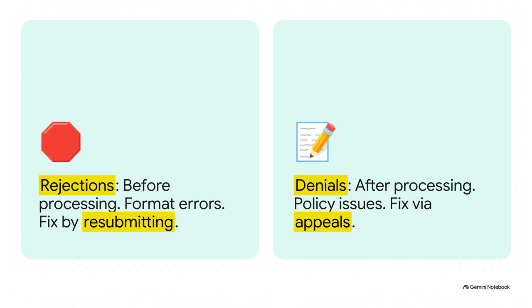But a denial? That's a whole different beast. That happens after adjudication. The payer system fully processed the claim and officially said no based on policy, coverage, or medical necessity. Fixing a denial means you're doing the heavy lifting: appeals, pulling clinical documentation, or making hard coding corrections.